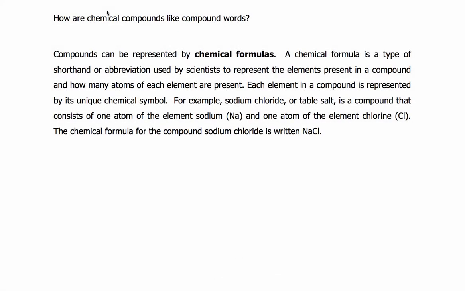Okay, so how are chemical compounds like compound words? Well, sometimes we put different words together to make one word, like playground. The word play goes together with the word ground to make playground. In the same way, sometimes atoms of different chemicals come together to make a completely different substance, and we call these compounds.